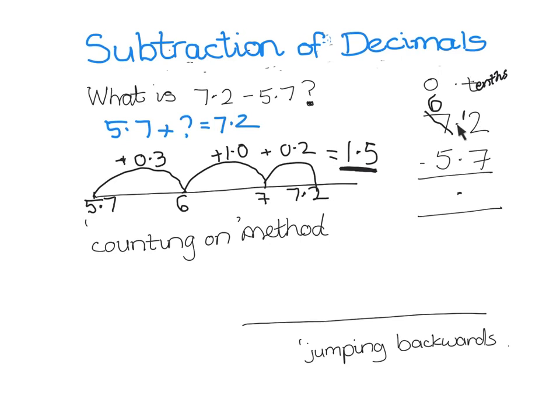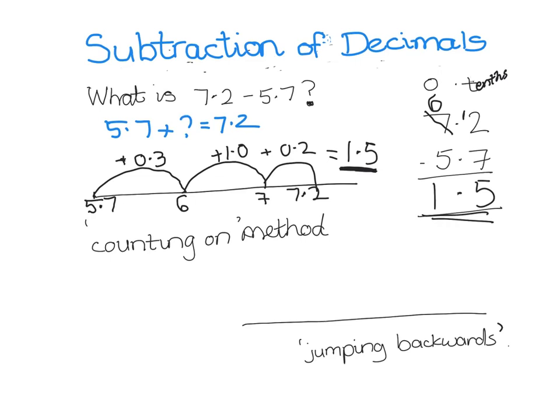Well, that helps me greatly. If I've got 12/10, I can do 12/10 take away 7/10. 12 take away 7 is 5. And then I go to the ones house, and 6 take away 5 is the whole number 1, which I will write in. So there we have it again. 7.2 take away 5.7 is 1.5.